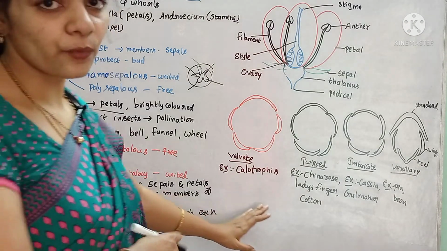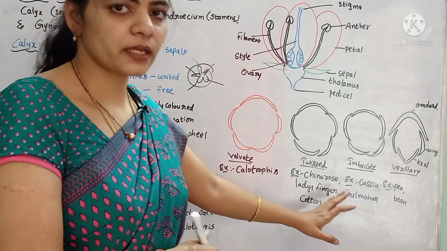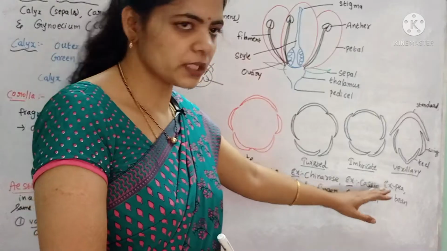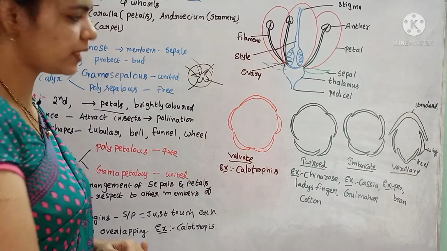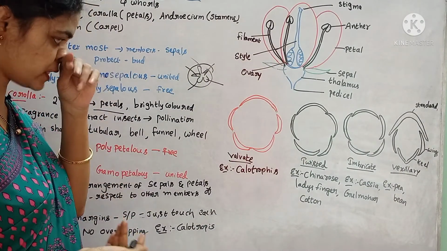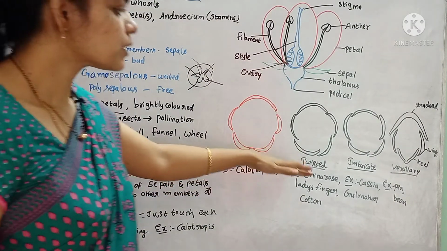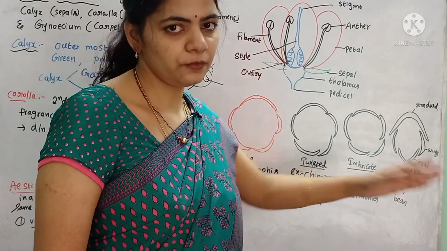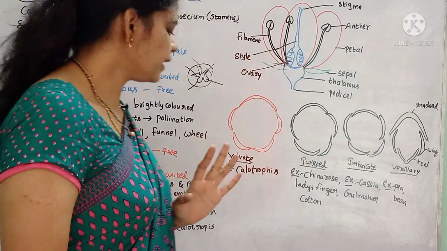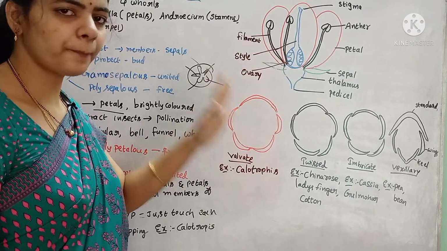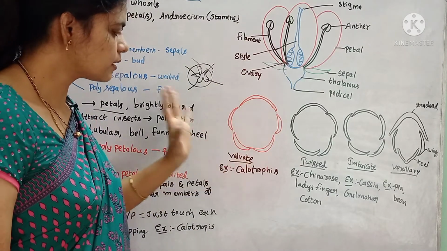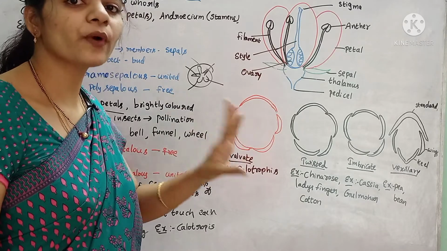The first one is the valvate aestivation, second one is twisted, third one is imbricate, and fourth one is vexillary aestivation. What are the four different types of aestivations? Valvate, twisted, imbricate, and vexillary. In valvate aestivation, the sepals or petals are arranged like this, and they will not overlap.